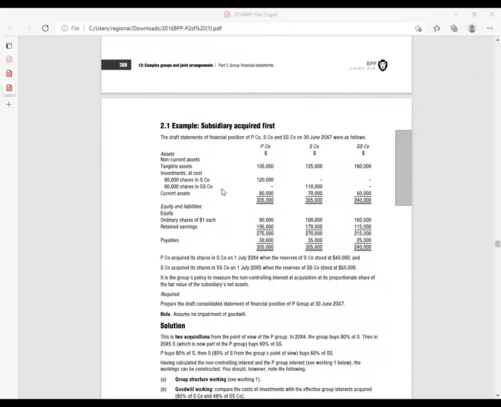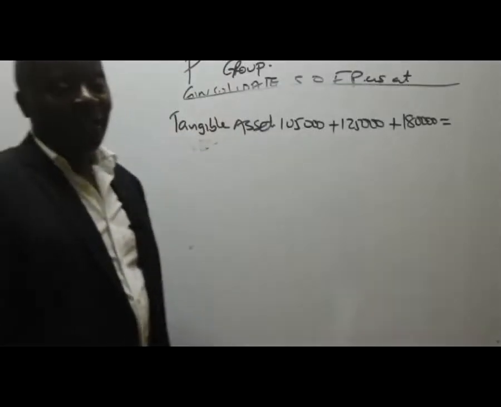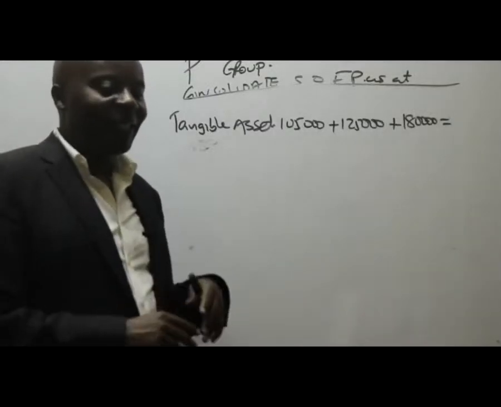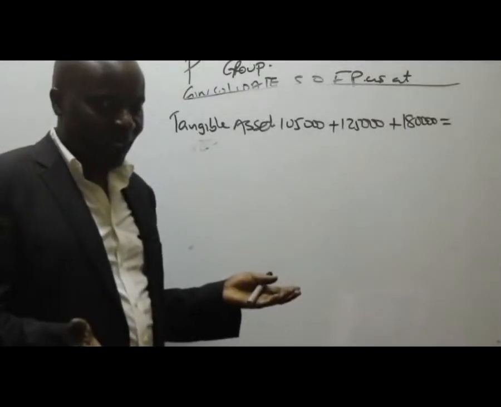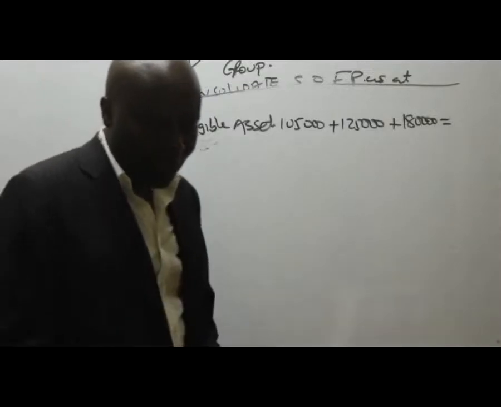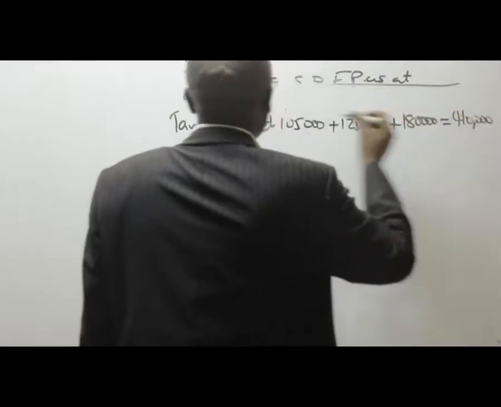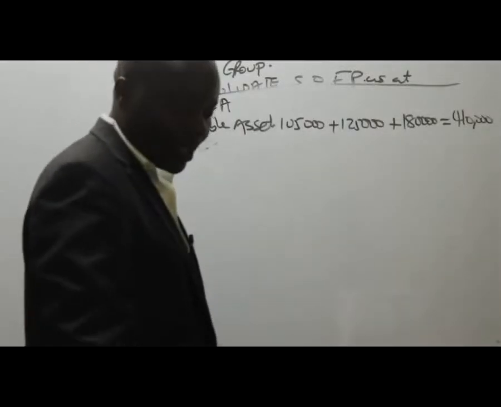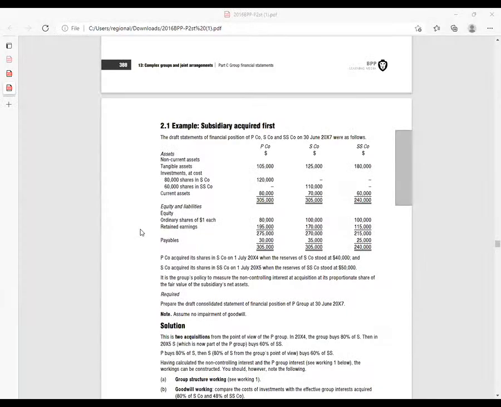What figure are we able to get here for tangible assets? Remember, there is no fair value adjustment, nothing like depreciation on a fair value adjustment. We simply consolidate, adding together. So this gives us 410,000. Remember, these are the non-current assets.